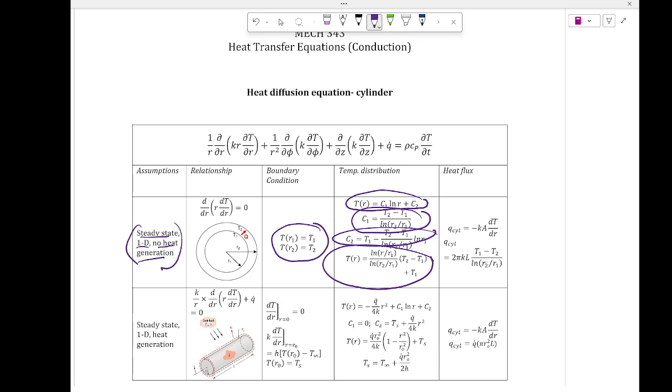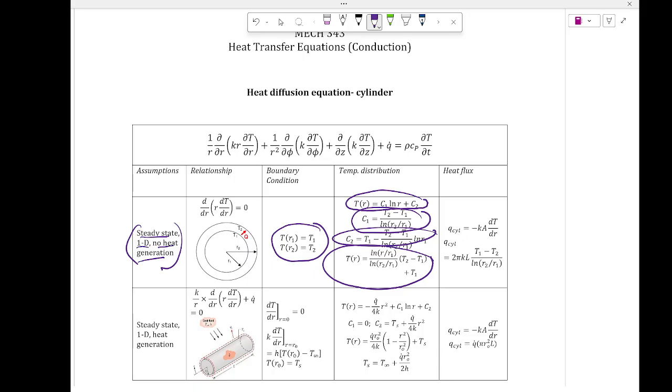One time you apply T1 at r equal to whatever value, then you apply the other condition here. You find the values of C1 and C2 this way. Once you have those, you simply apply the C1 and C2 values here, and this is the temperature distribution equation that you get.